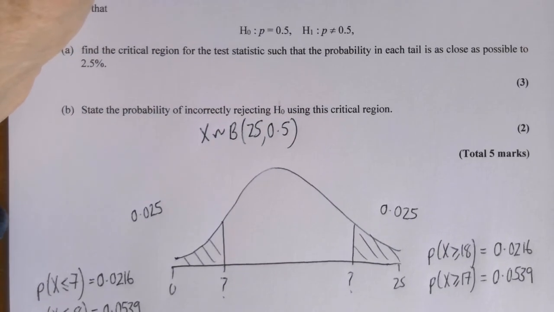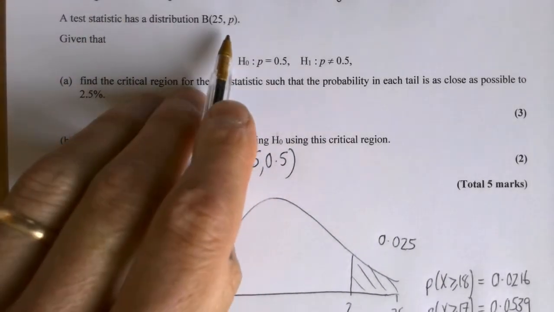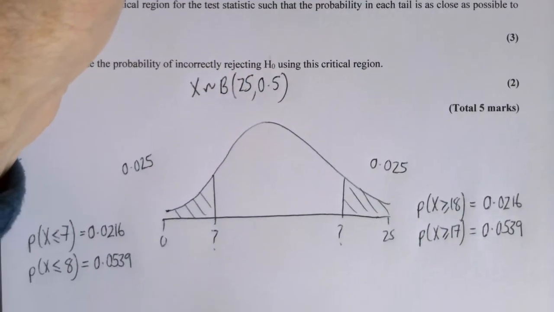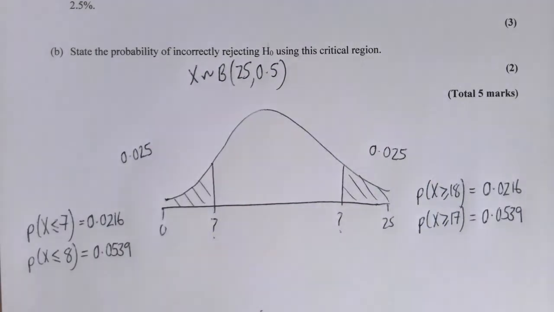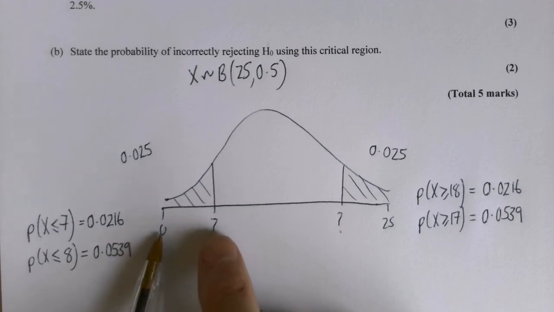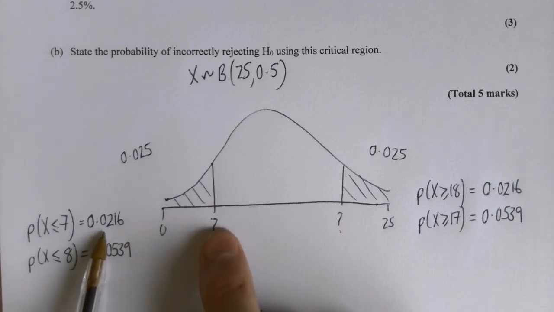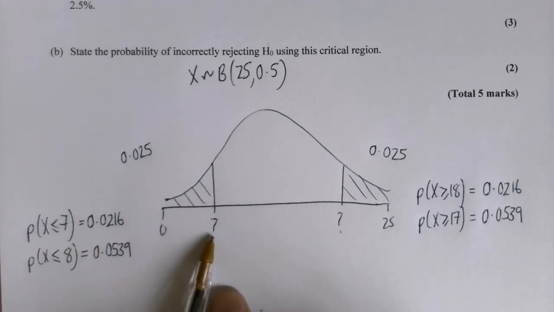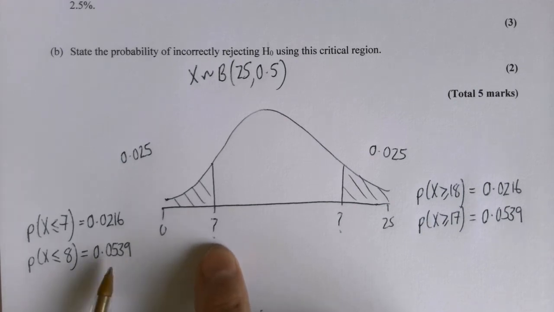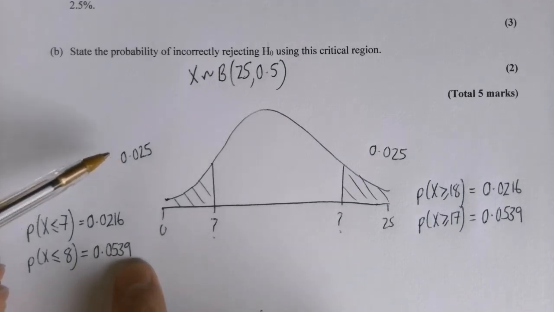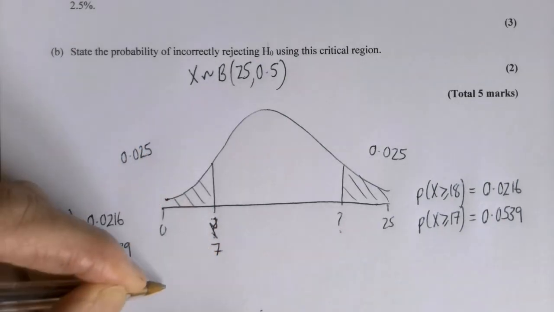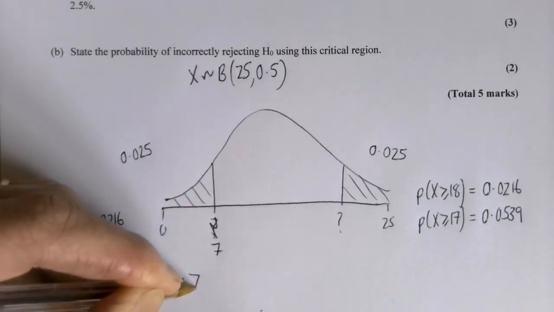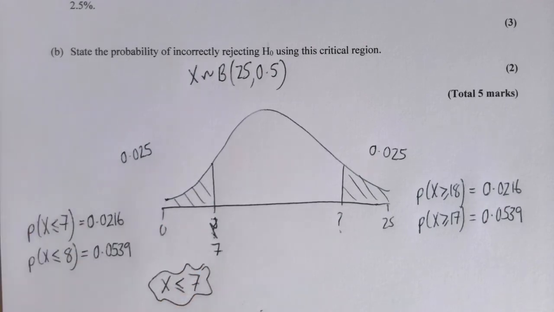So as I've said before, I don't like sort of leaving it like this, so I fill in the probability from the null hypothesis. So that's what I've been using on my calculator, and I noticed that if I make that 7, so the probability from 0 to 7, I get that. And if I make that 8, 0 to 8, I get that. So which of those is closest to 0.025? Well, it's 7. So I know my lower critical region is when x is less than or equal to 7. That's my lower critical region.